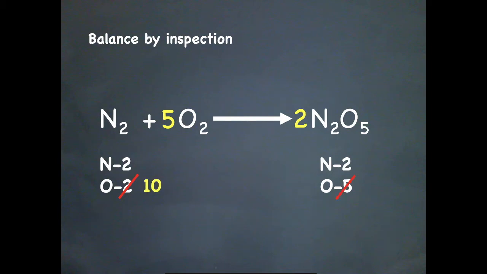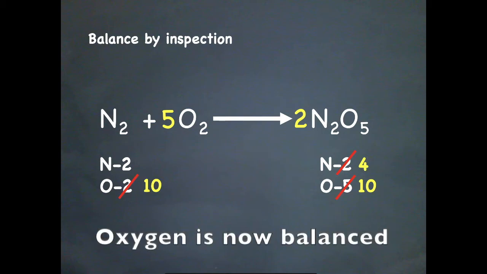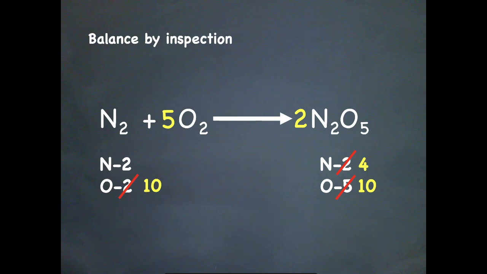That 2 subscript on the oxygen tells us that there are 2 atoms of oxygen in that molecule. Multiply 2 times 5, that's 10. Same thing over on the product side. That 5 subscript on the oxygen tells us there are 5 oxygen atoms in that molecule. If we multiply it by 2, we get 10. So right now, our oxygen is balanced. However, we're going to have to double check our nitrogens again.